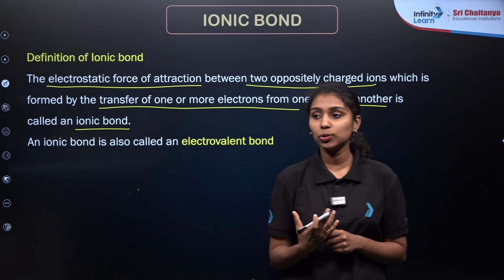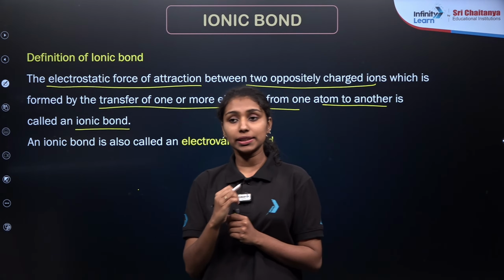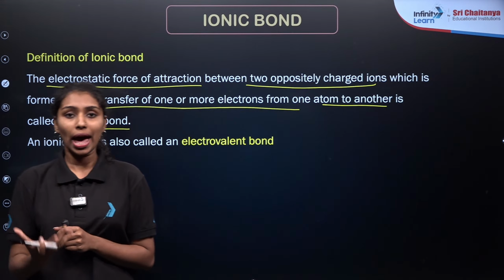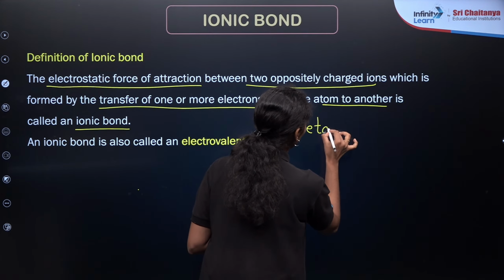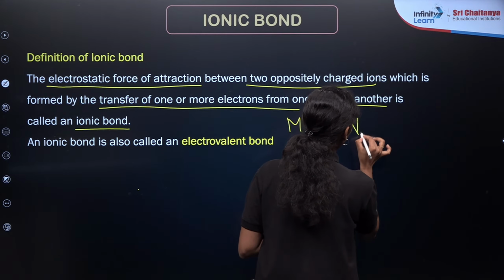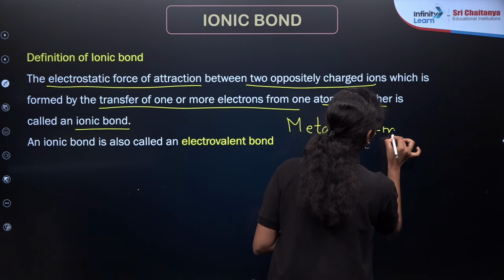Okay, I hope you understand how the ionic bond is forming, right? It is formed by the transfer of electrons between two atoms. In particular, we can say that one will be a metal and the other one will be a non-metal. So this is a bond formed between one metal as well as one non-metal.